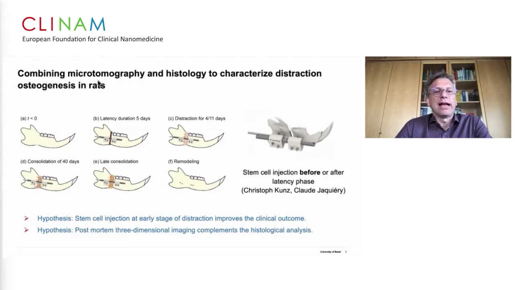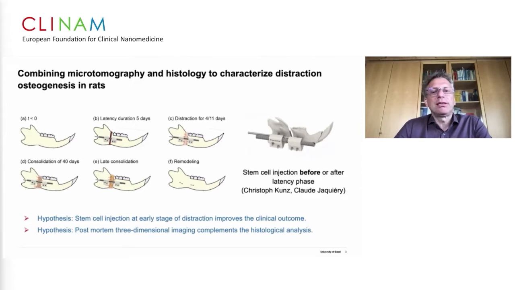distraction osteogenesis in rats. And I think many of you are familiar with that, maybe better than I am, because my background is physics. But these experiments were planned and carried out by craniomaxillofacial surgeons, Christoph Kunz and Claude Jacquiery. What they have done, they have taken rats, they have cut the bone. There was a so-called latency duration of about 5 days. And then the distraction took place with a certain device I'm going to show on the next slide in more detail. And then it was followed by a consolidation phase, the late consolidation, and finally the remodeling. So we have really produced newly formed bone that gives rise to a better functionality.